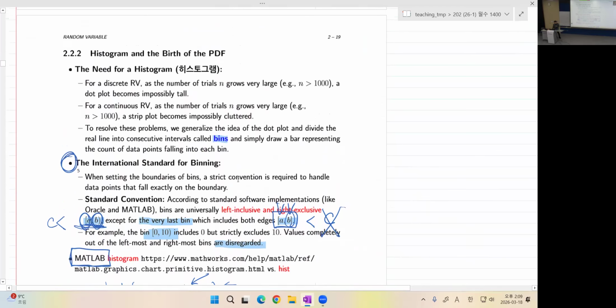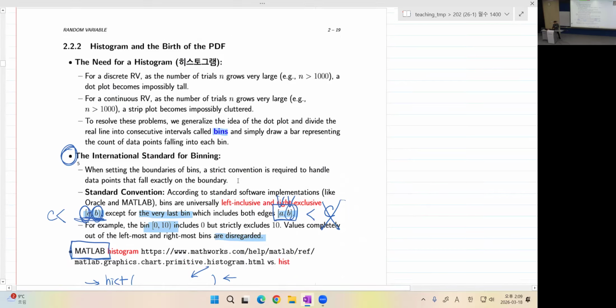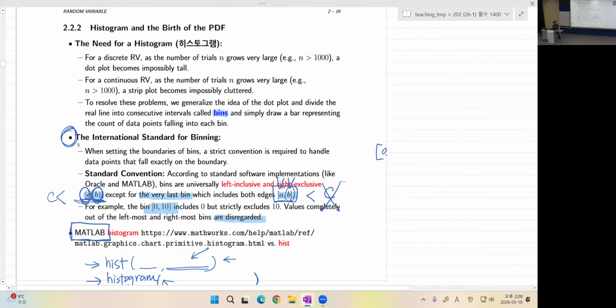And you may use histogram by properly defining your bins. And what you need to remember is that the international convention is what? You use this way to define a bin. Left inclusive, right exclusive. However, the rightmost one has an exception. It includes the right end too.